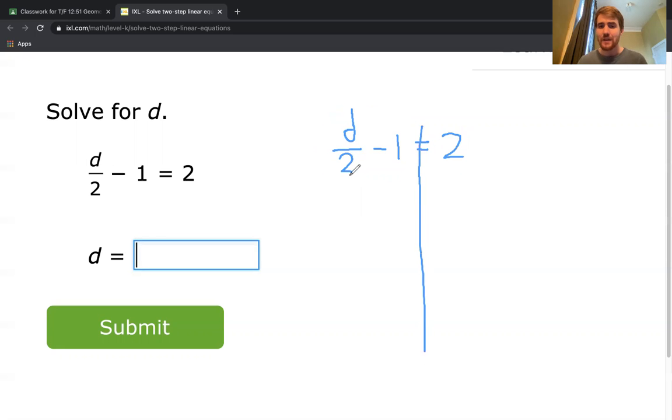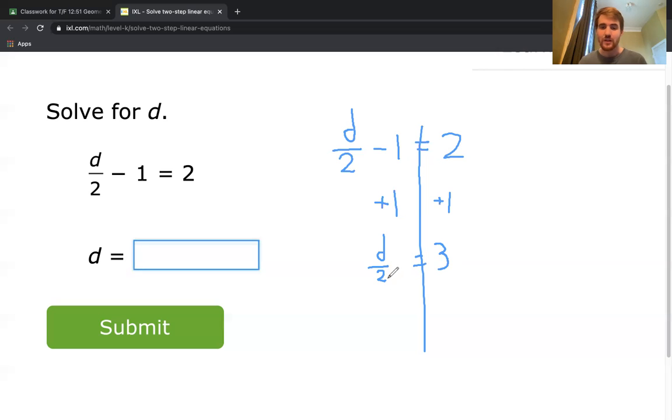So we have d divided by 2 minus 1. The first thing we want to do is get rid of this minus 1. So we think, what is the opposite of minus 1? Well, it's plus 1. So we do plus 1 over here, and plus 1 on the other side of the equation, so that we keep it balanced. The minus 1 and the plus 1 cancel, and we're just left with d divided by 2. And 2 plus 1 equals 3. So now we have d divided by 2 equals 3.